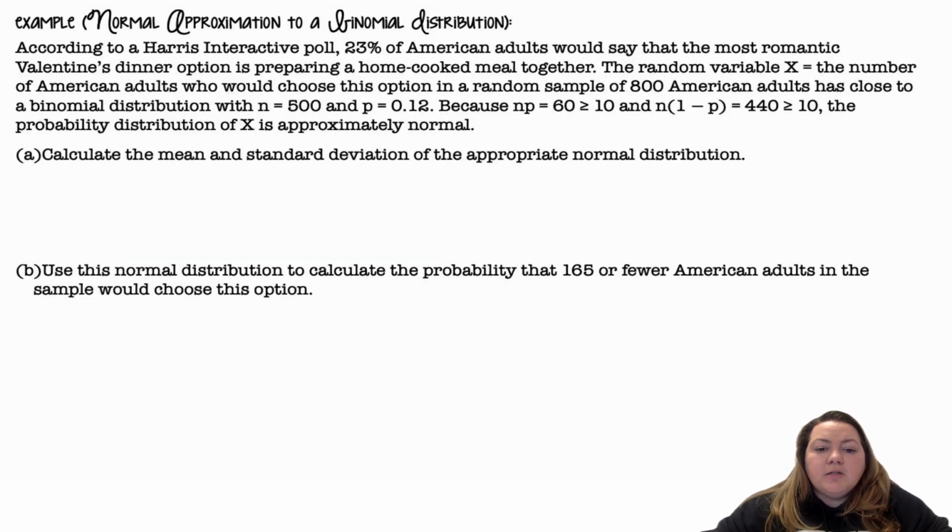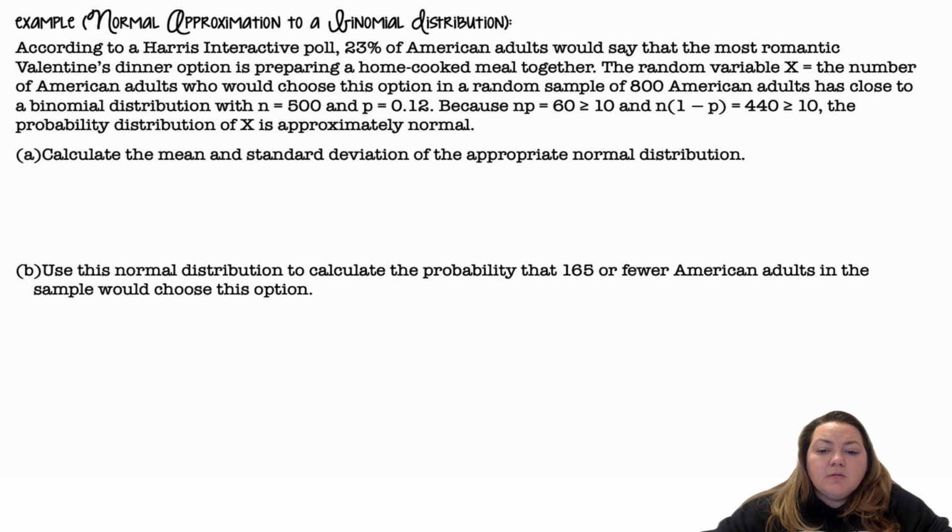All right, normal approximation to a binomial distribution. According to a Harris Interactive poll, 23% of American adults would say that the most romantic Valentine's Day dinner option is preparing a home-cooked meal together. The random variable x, the number of American adults who would choose this option in a random sample of 800 American adults, has close to a binomial distribution with n equals 800 and p equals 0.23.